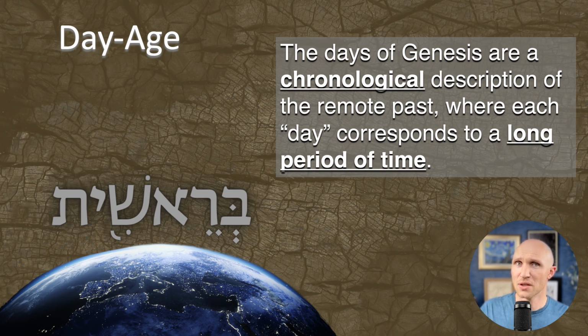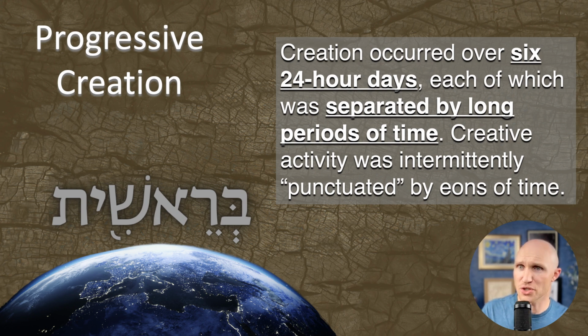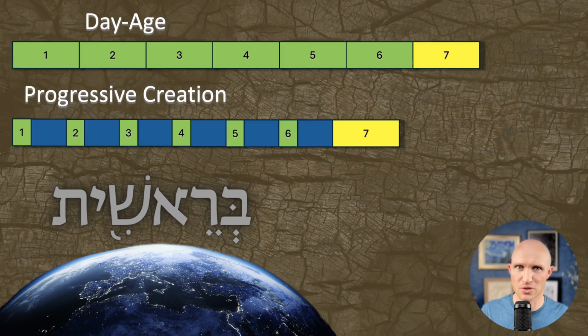Now, a view that has been labeled synonymous with day age and used interchangeably with it, but that is actually slightly different, is going to be the progressive creation view. And this is the idea that creation occurred over 6 24-hour days, but these days were separated by long periods of time. Now, I know that the progressive creation view sounds very similar to the day age view, so I did make this graph to illustrate the differences because, again, I've seen them used synonymously, but I would argue, along with some scholarship, that they're not synonymous and they shouldn't be used that way.